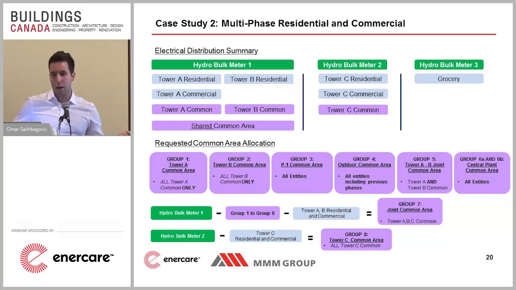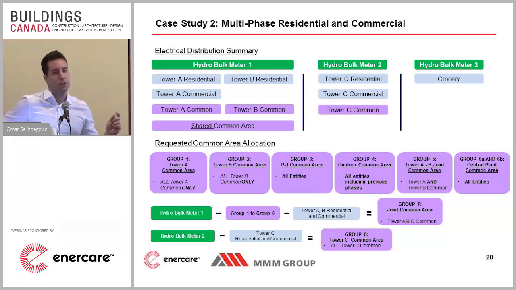Tower A, B joint common areas. So Tower A and B in this case were physically joined, so there was some shared corridors between the 2 towers. Those needed to be separated out from that bulk bill. Finally, some central plant metering. I'll go into more detail about that later on in the presentation.